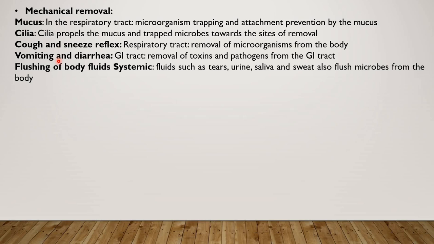Vomiting and diarrhea are the GIT response against pathogenic bacteria. Flushing of body fluid system: fluids such as tears, urine, saliva, and sweat also flush microorganisms from the body.